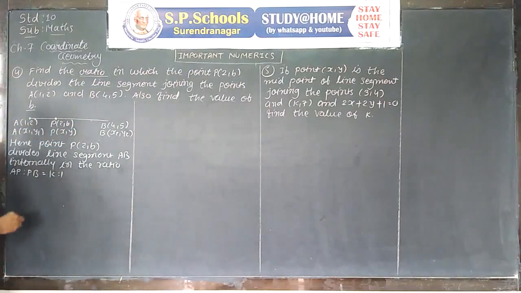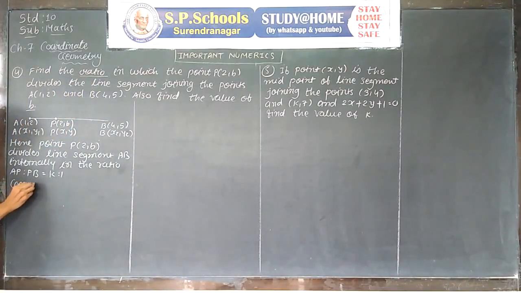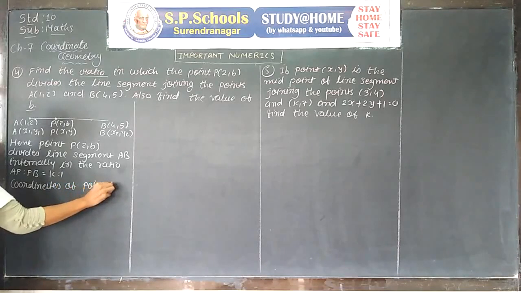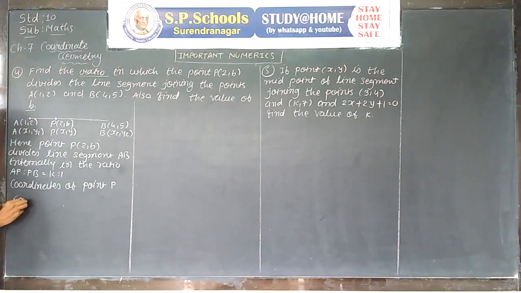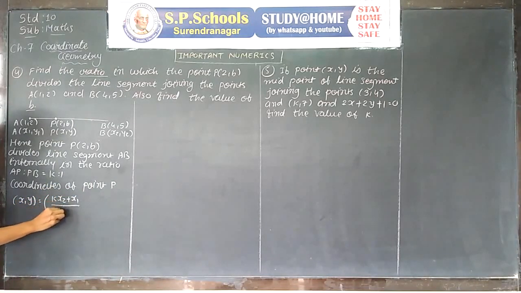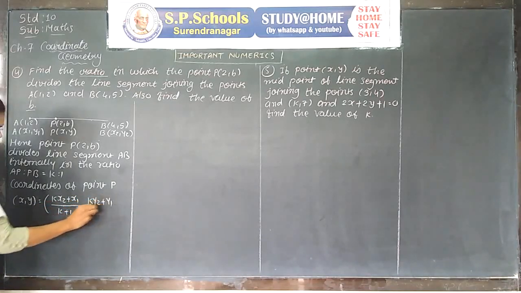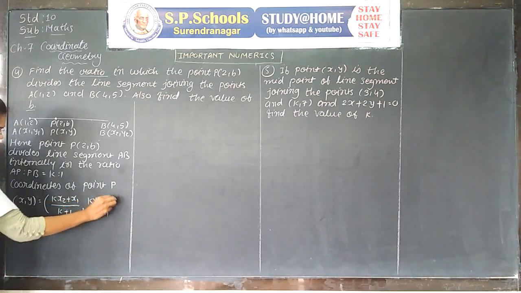Now we apply our formula in terms of k. Coordinates of point P(x, y) are (k x2 plus x1 upon k plus 1, k y2 plus y1 upon k plus 1).